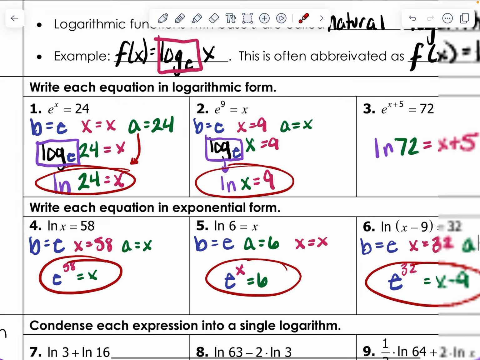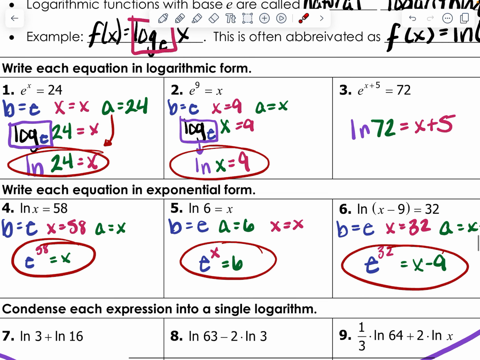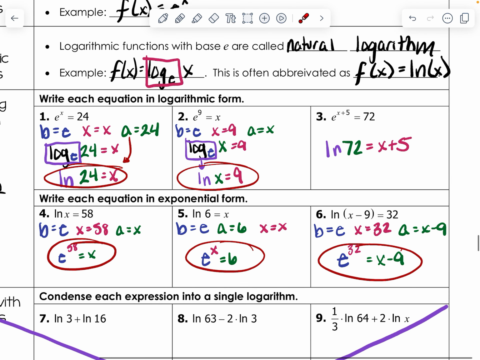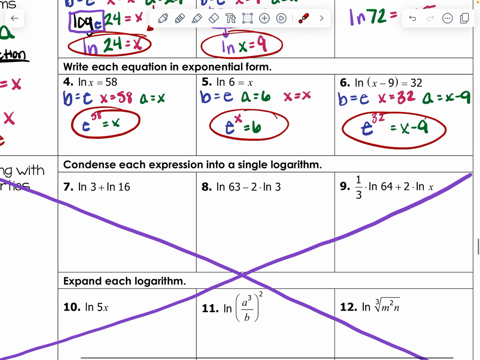All right, so for number 6, you're going to have b is e. Your x is going to be 32, and then your a is that x minus 9. Plug it all in, so you have b to the x power equals a. And we're not going to do that bottom portion, so you can go ahead and cross that out and then switch the page.